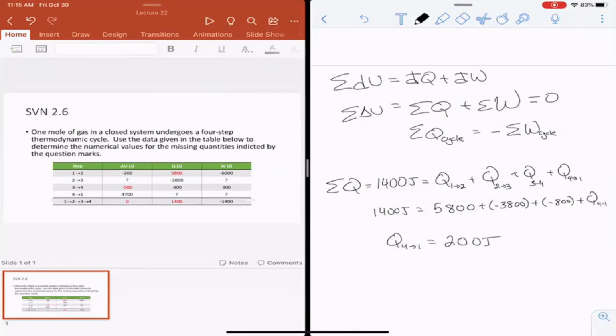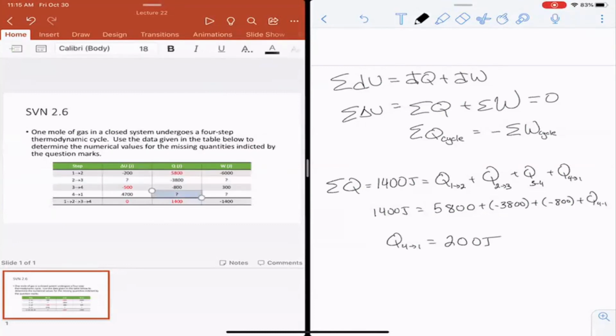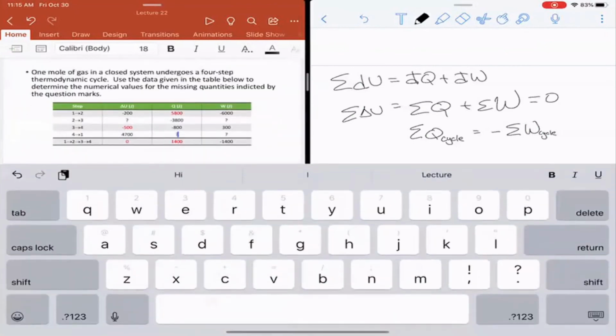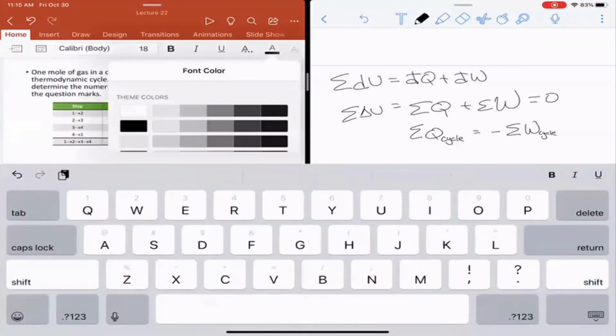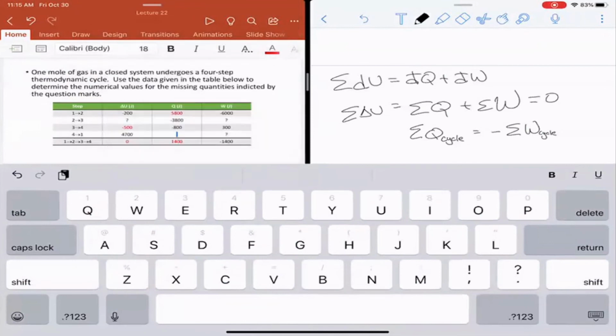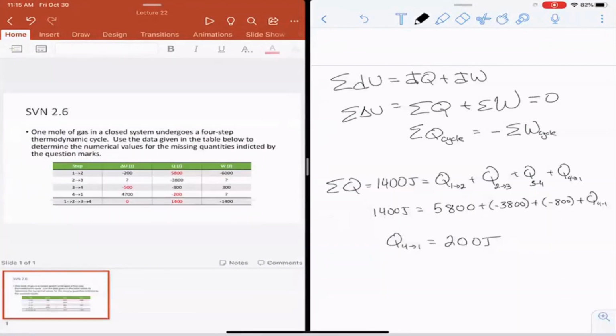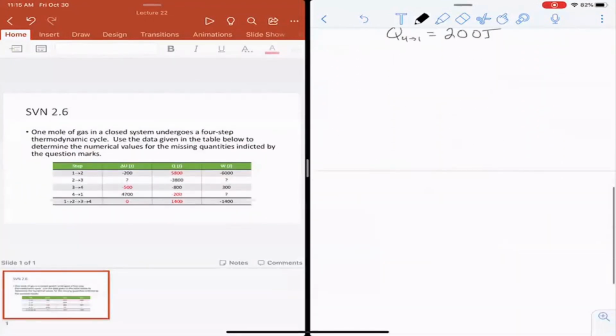Yeah. Yep. Okay. Just making sure we're all on the same page. All right. So let's go ahead and insert this on the left-hand side here. And that's minus 200. Okay, good. All right. So which one would you guys like to do next? How about the sum of the delta U's?